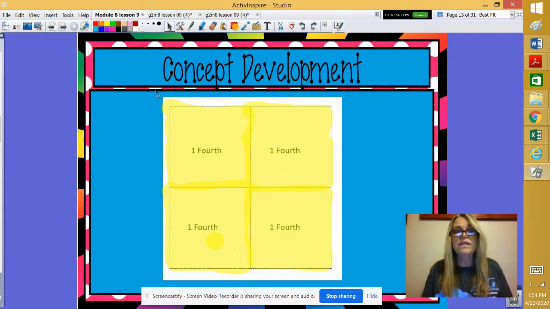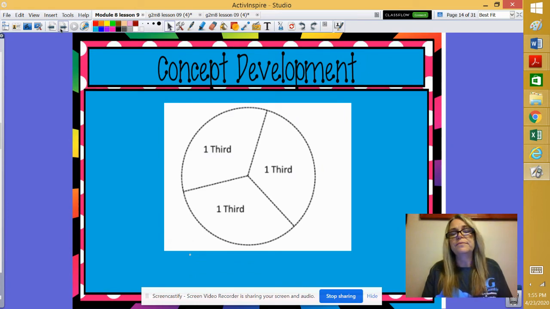And if we shade in one more fourth, how many fourths do we have shaded? 1/4, 2/4, 3/4, 4/4 are shaded. Good job, guys. Now, back to thirds. This is a circle that we have partitioned into thirds. So how many equal parts do you see here? 1, 2, 3. Thirds means 3 equal parts. Good job, guys.